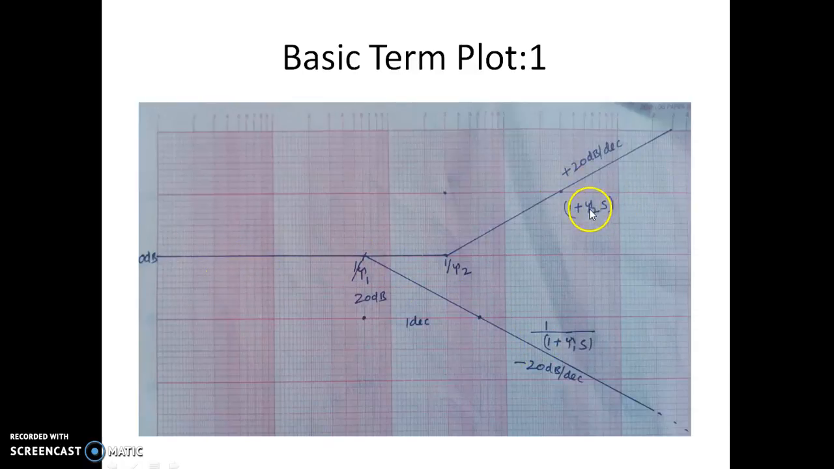Similarly, suppose we have a finite zero which is represented by 1 plus tau2 into s, where tau2 is the time constant of the zero. Till 1 over tau2, which we represent here as the cutoff frequency, the magnitude contributed by the zero is 0 dB, and the slope is also 0. After that the slope is plus 20 dB per decade. Now how do we write this plus 20 dB per decade? From this frequency of 1 over tau1 you go up by 20 dB.